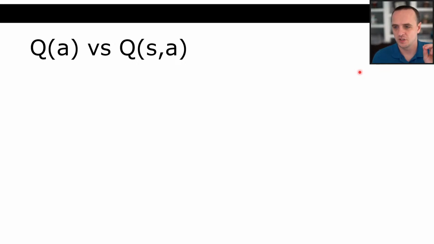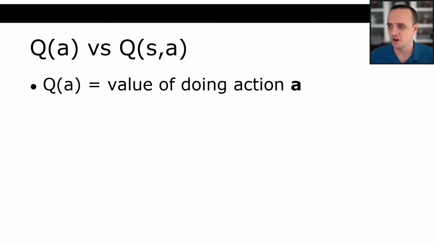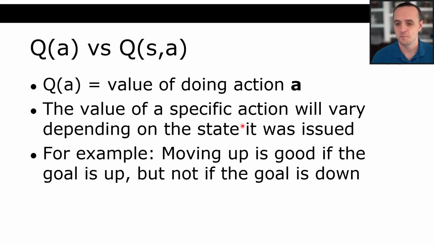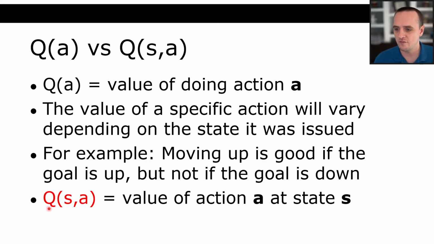Now we have to talk about Q of A versus Q of S, A. So Q of A is what we've been talking about so far. There's just a bunch of slot machines in front of us, and it's our estimate of the value of doing action A. The value of a specific action, though, might vary depending on the state that it was issued. For example, moving up might be really, really good if our goal is above us. But if the goal is below us, then moving up is bad. So what Q of S, A says, it's the value of doing action A at state S.